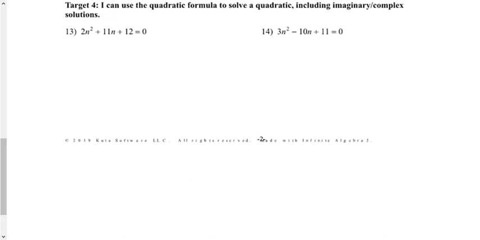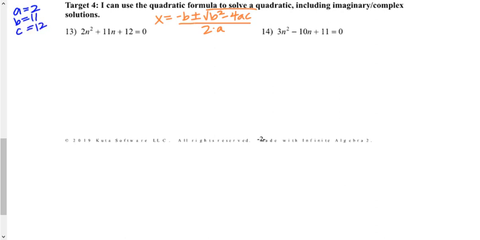So don't forget that quadratic formula. I'll write it here in orange. x equals negative b plus or minus the square root of b squared minus 4ac all over 2a. In this case, I'm going to write off to the side here. My a value is 2, my b value is 11, and then my c value is 12.